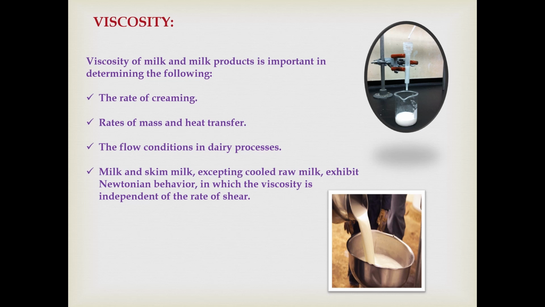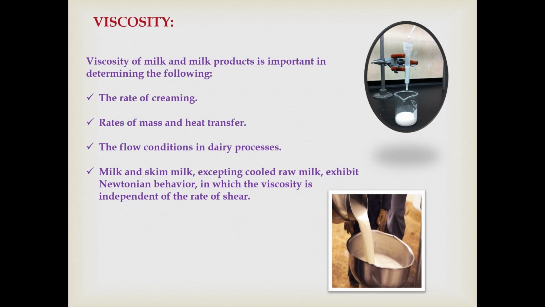Second one is viscosity. Viscosity is the state of being thick, sticky, and semi-fluid in consistency. Viscosity of milk and milk product determines the rate of creaming, that is, whether the cream is sticky, thick, or semi-fluid. Next, the rate of mass and heat transfer, and the flow condition in dairy processes. So during the dairy process, we'll note down the flowing condition of milk. Here comes the viscosity.